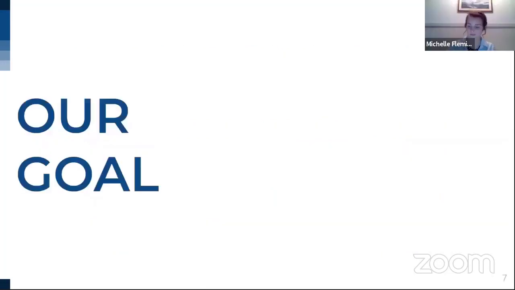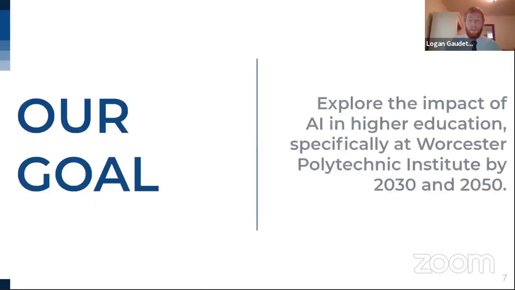We will now be going into the goal of our project. The goal that we came up with is to explore the impact of AI in higher education, specifically at Worcester Polytechnic Institute by 2030 and 2050. In order to reach this goal, we came up with three primary objectives.